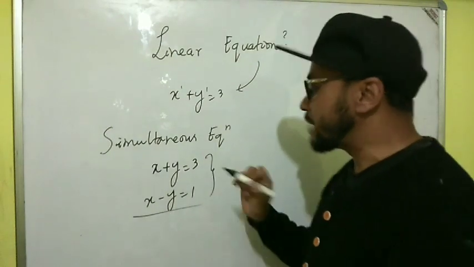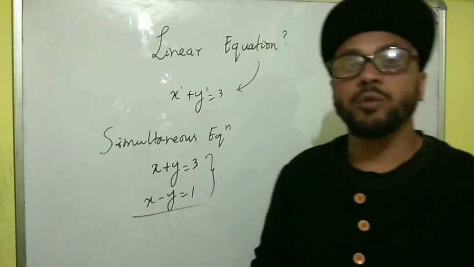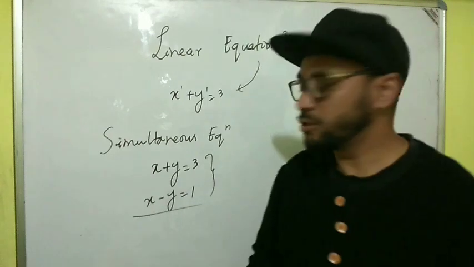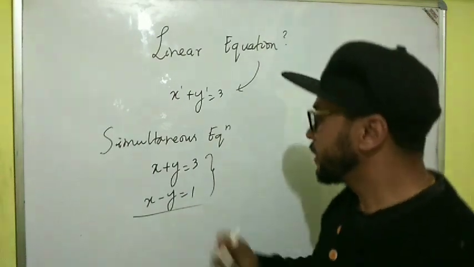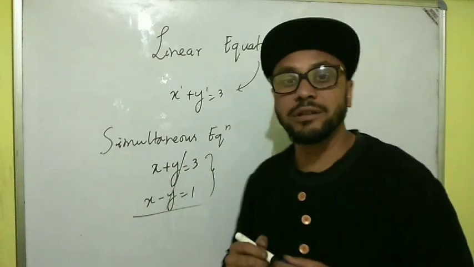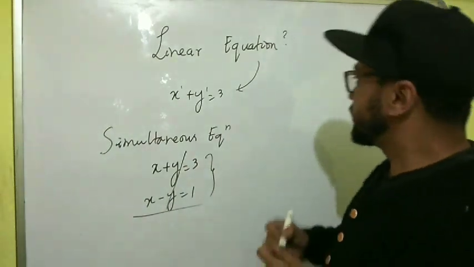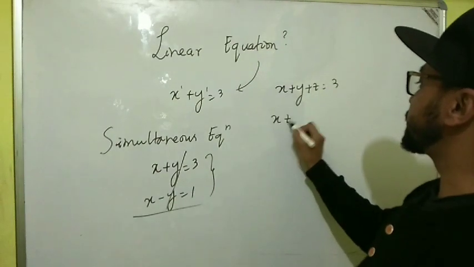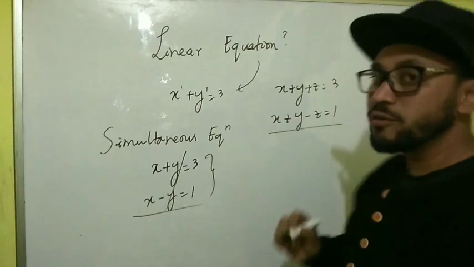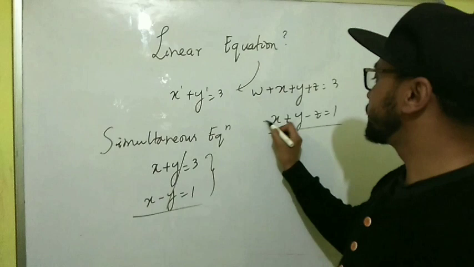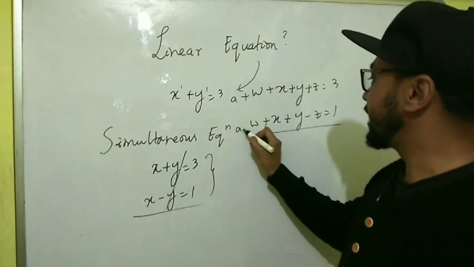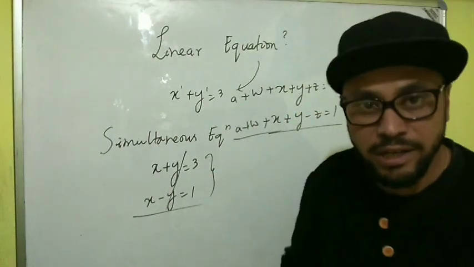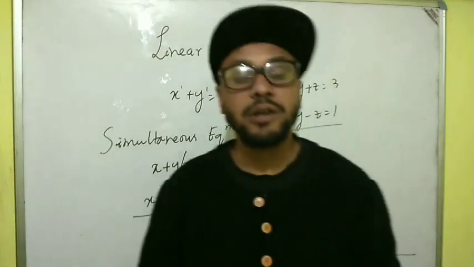Now, can you solve this simultaneous equation? Yes, isn't it? We can use the cross multiplication method, the elimination method or the substitution method to find the value of x and y. We can easily find it by using the elimination method. Now, let us add one more variable here, or x plus y minus 3. Let's add one more variable, w, or let's add another. Now, can you find the value of all the variables used in the simultaneous equation? It will be difficult.